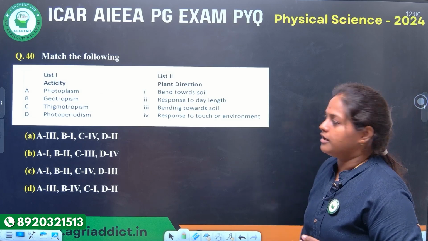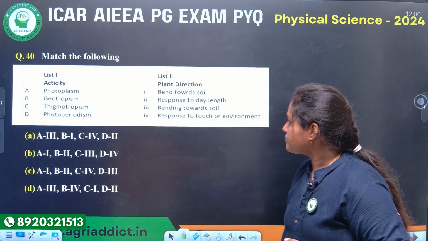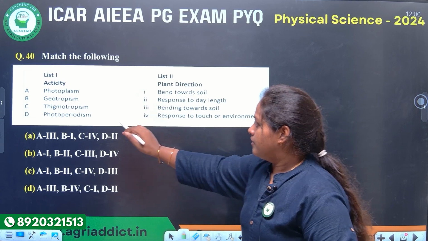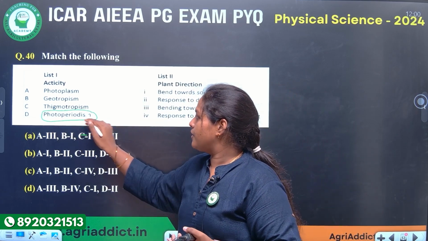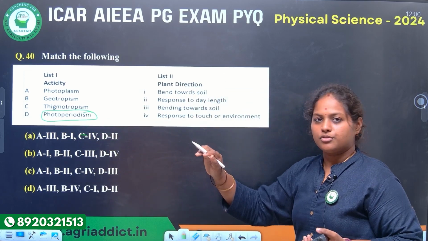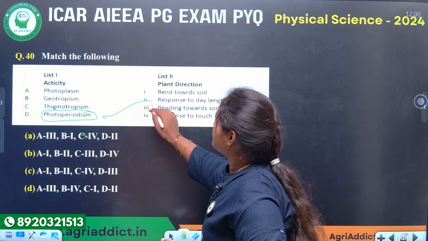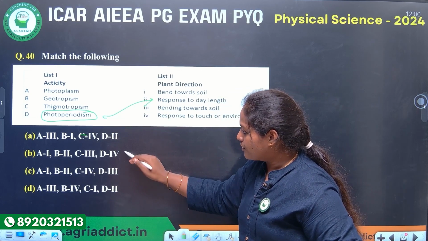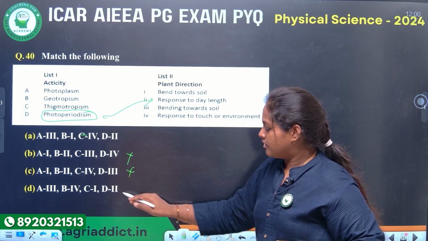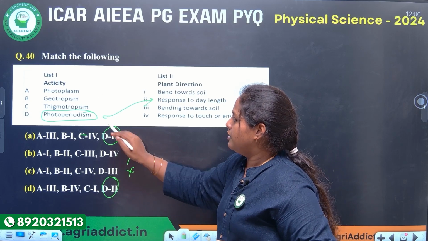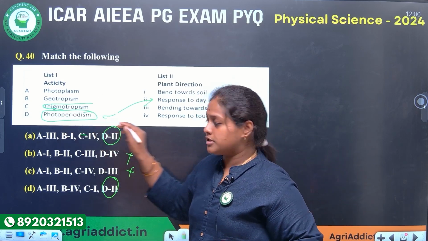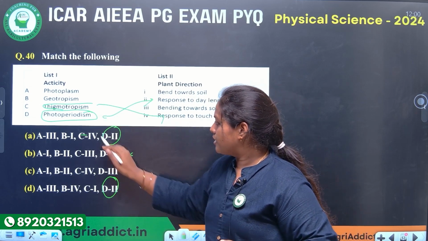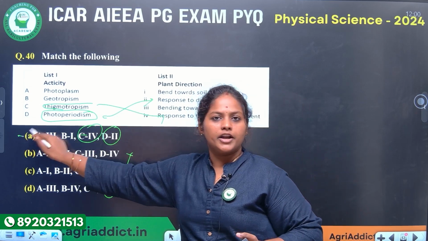Question number 40. Match the following. Activity and plant direction. Photoperiodism. Photoperiodism means plant response to day length. D2. Eliminate these two. These are matching here. Thigmotropism. Thigmo means response to touch. C4. We have arrived at the answer.